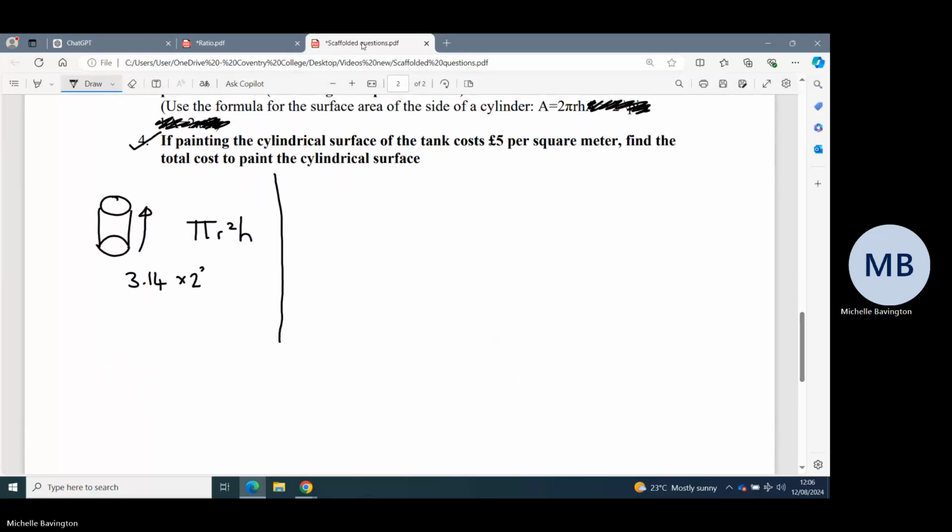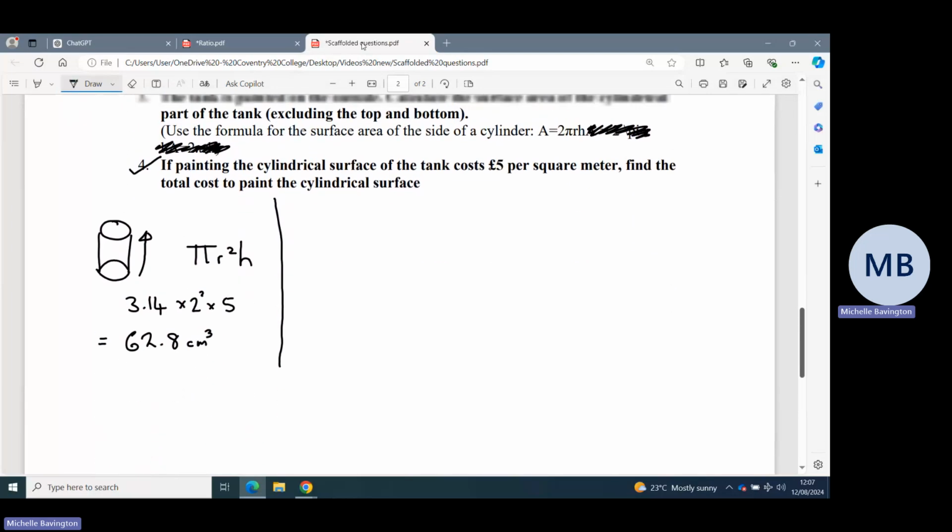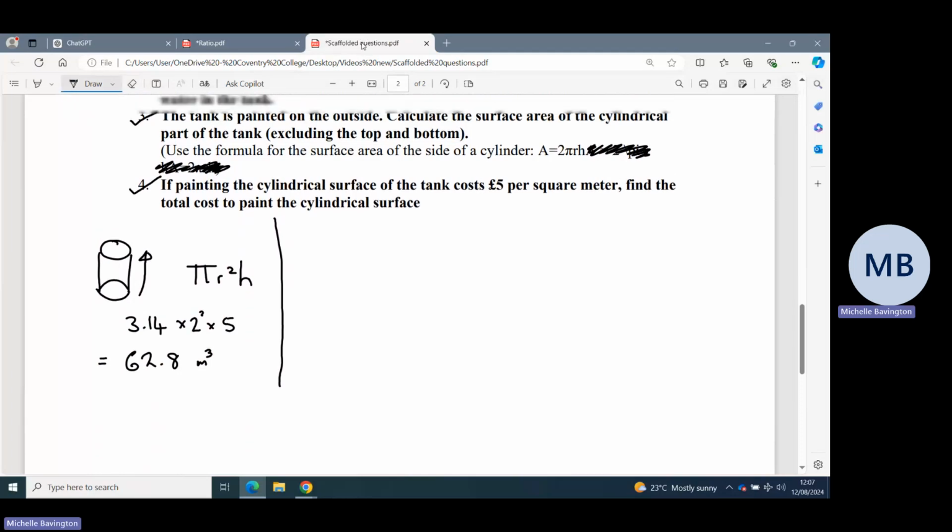Times by 2 squared times by 5, which equals, I'm going to use my calculator, 3.14 times by 4 times by 5 equals 62.8 centimeter cubed. Let's just say, was it centimeters or meters? Meters. Sorry about that one. Let's get rid of that C and we're all good. So I've done that one.